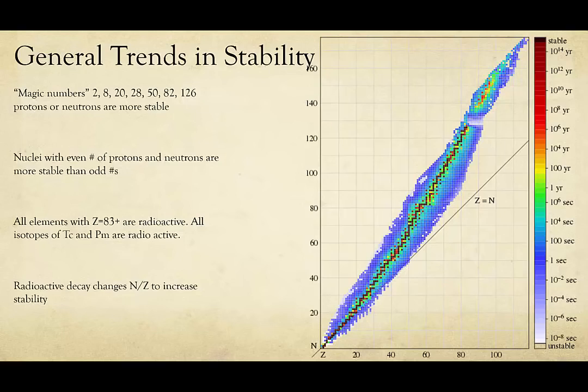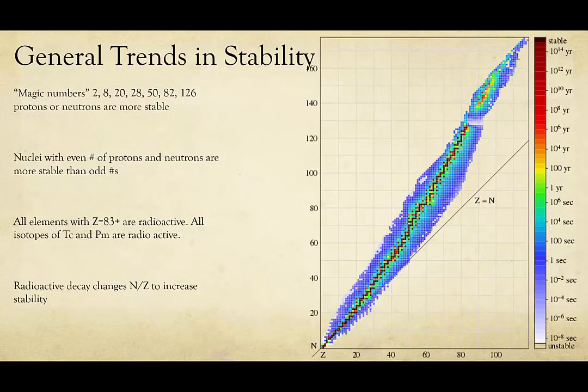There also happen to be several rules that the universe seems to have set up. You won't have to memorize these, but it is worth noting them. For instance, we have magic numbers: 2, 8, 20, 28, 50, 82, and 126. Protons or neutrons at these numbers happen to be more stable. Nuclei with an even number of protons or neutrons happen to be more stable than the ones with odd numbers of protons and neutrons. All elements with Z equals 83 plus are radioactive, and all isotopes of Tc and Pm are radioactive.